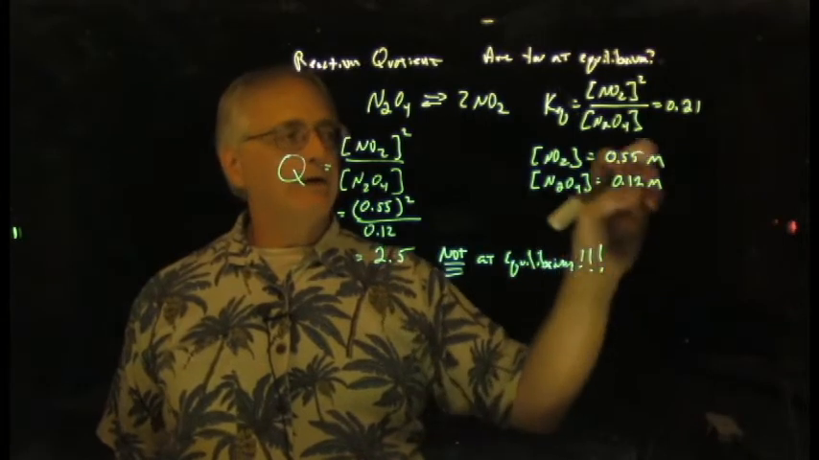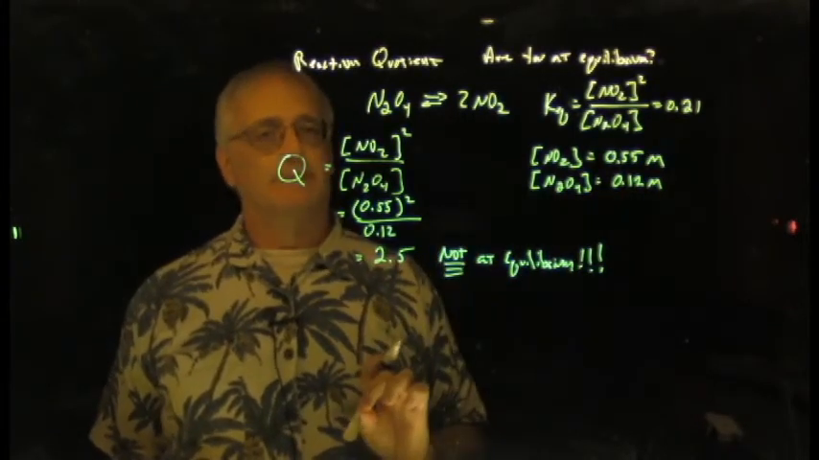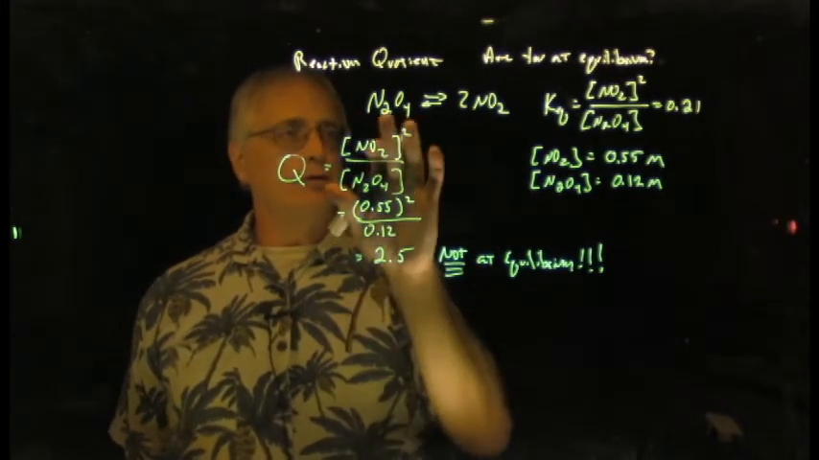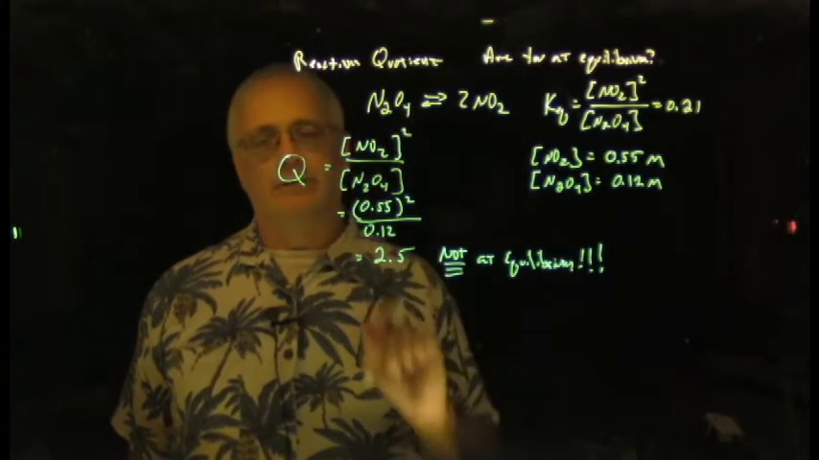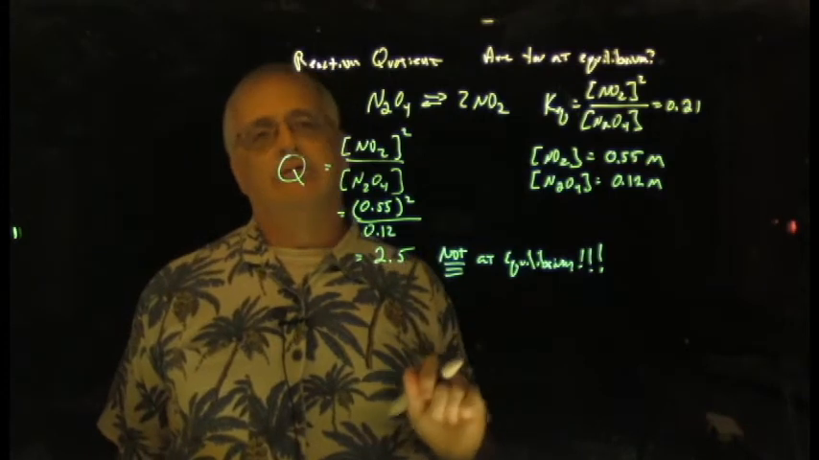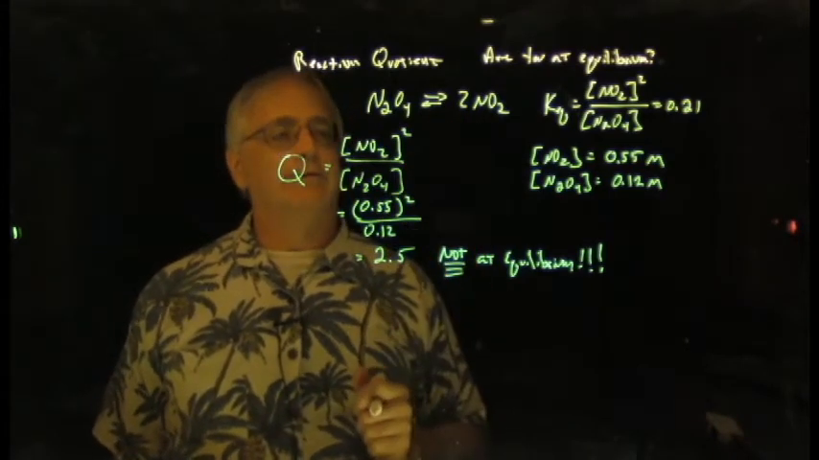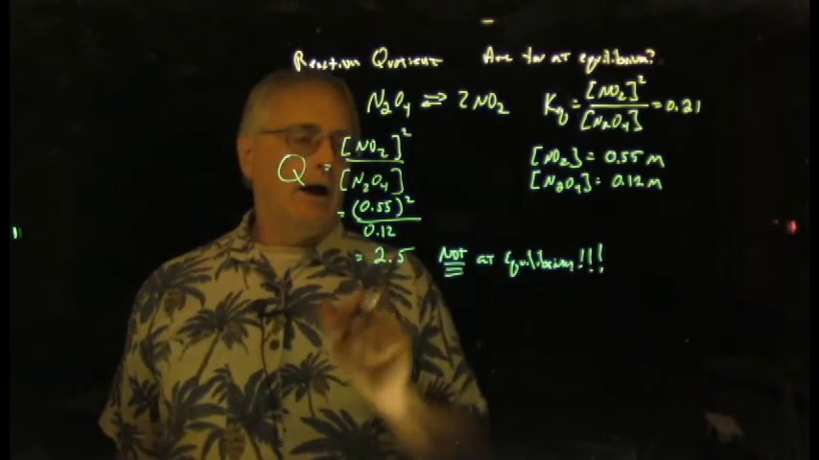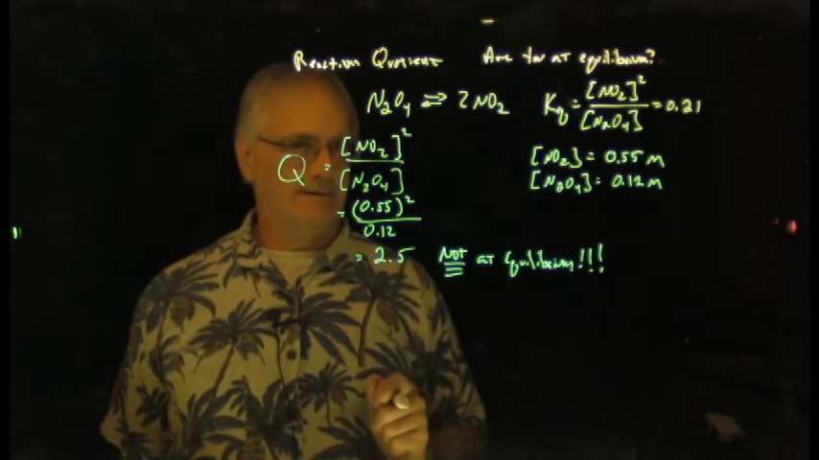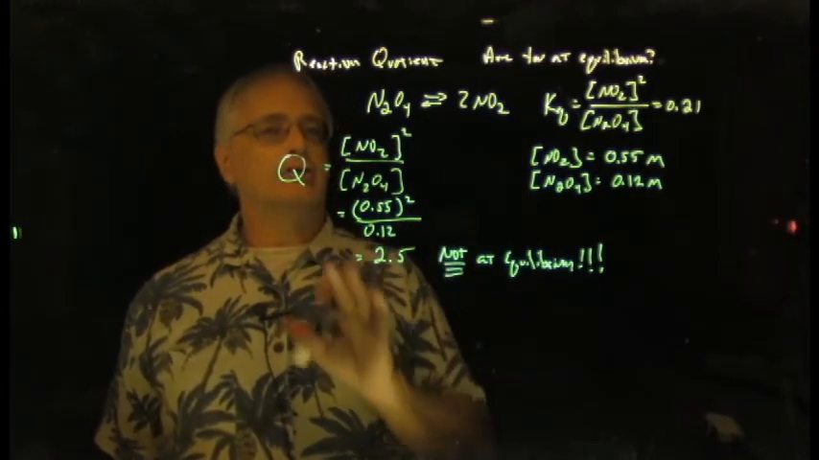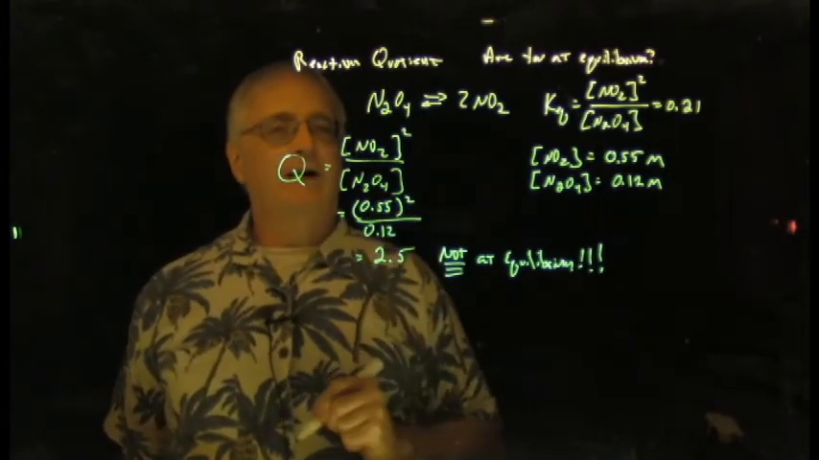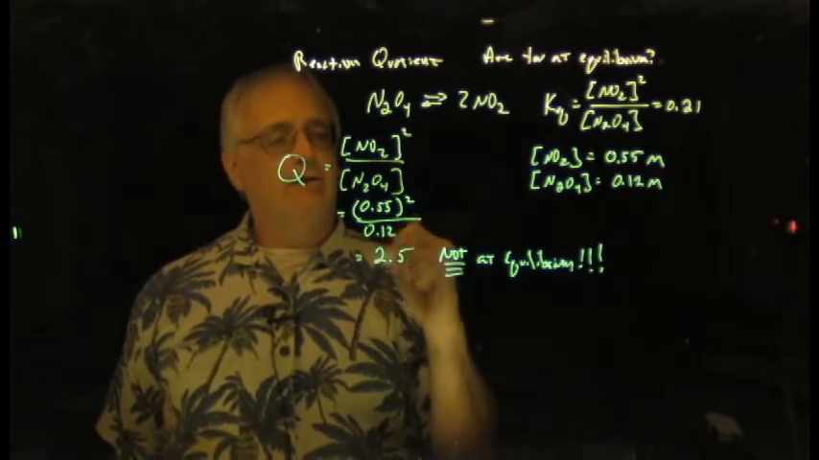Because what we now know is these concentrations are not equilibrium concentrations. But is there too much dinitrogen tetroxide, too much reactant side, the left side the way it's written, or too much NO2, nitrogen dioxide, the product side as it's written here? Looking at it here, I produce a reaction quotient greater than the equilibrium constant. That means that my reaction quotient, the numerator, is too big. This 0.55 is too big.